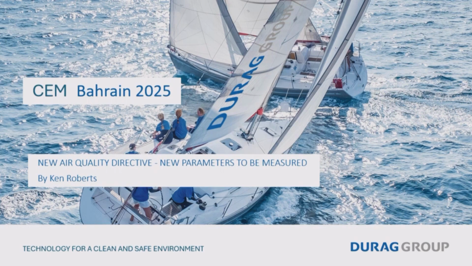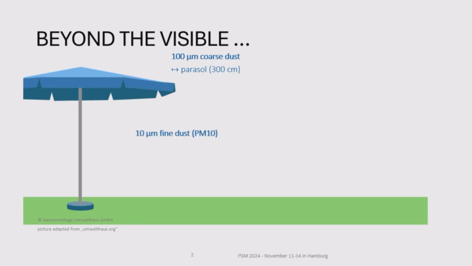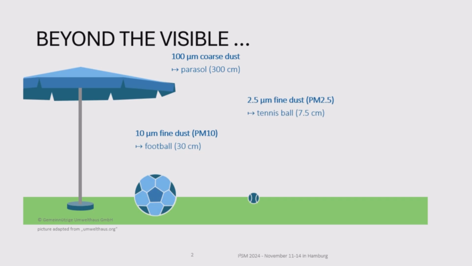Representation is the new air quality network. So if we try to get a visual representation of dust, for instance, if we say PM100 is roughly the size of a parasol.